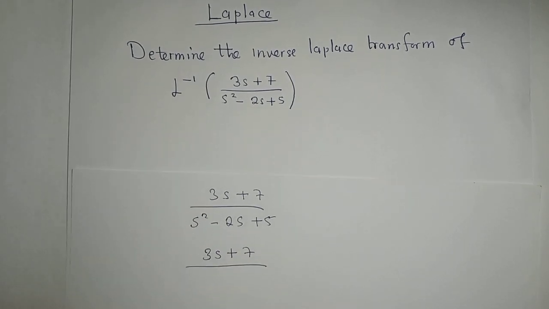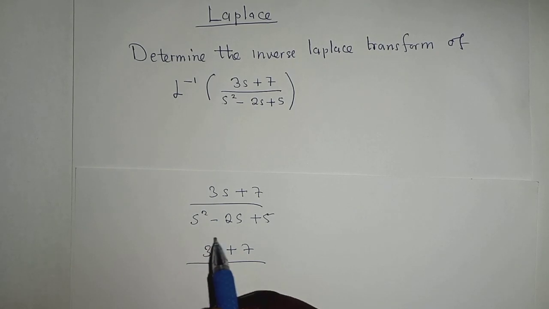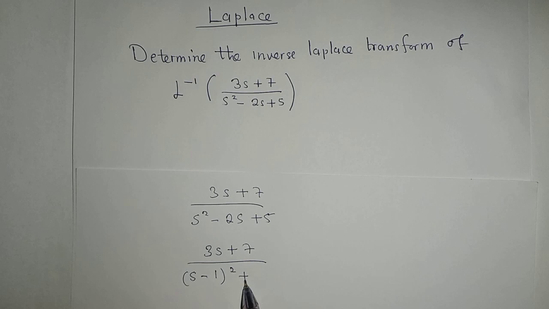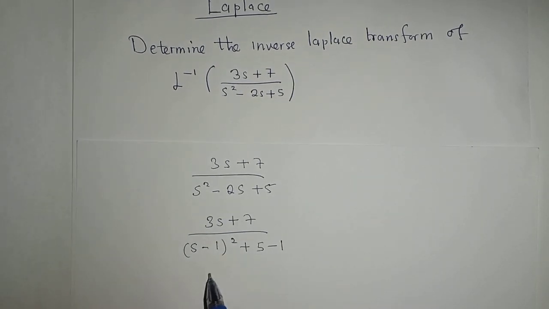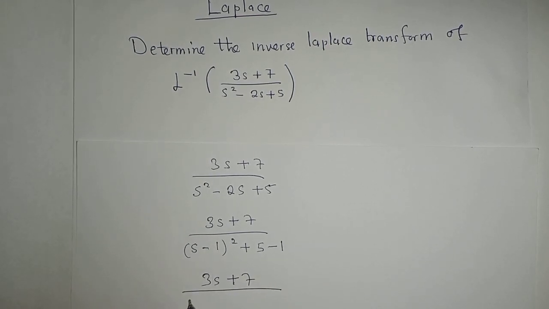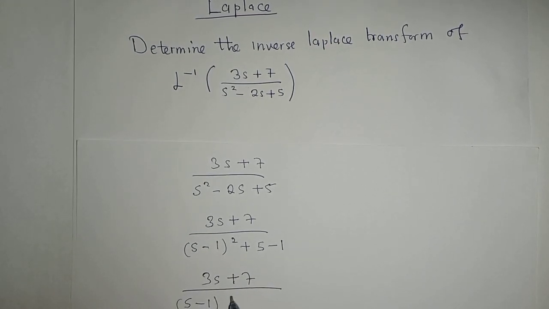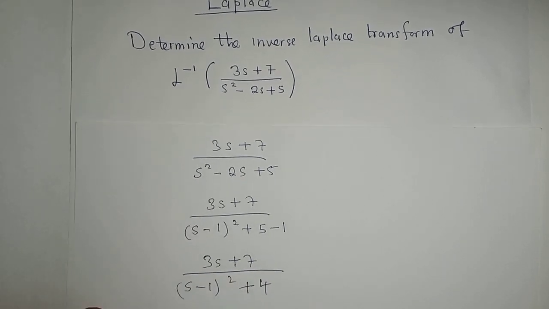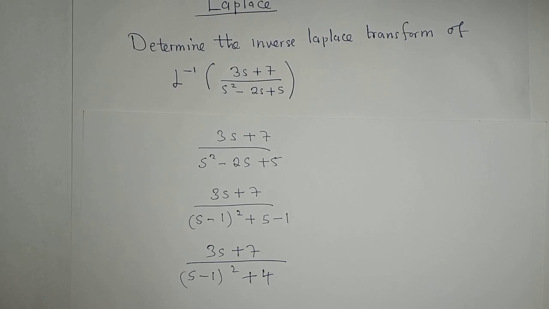The denominator, you use the idea of the completing the square method, so it will look like this. Thereafter, you maintain the numerator. For the denominator, you simplify here, so you have something like this. So this is how it looks.